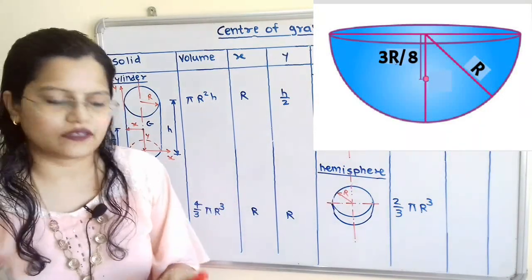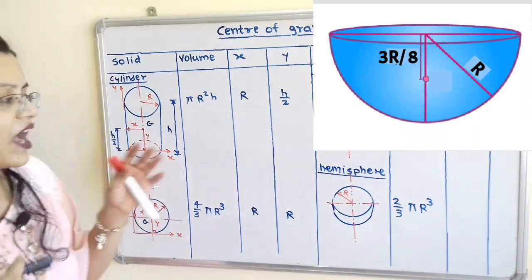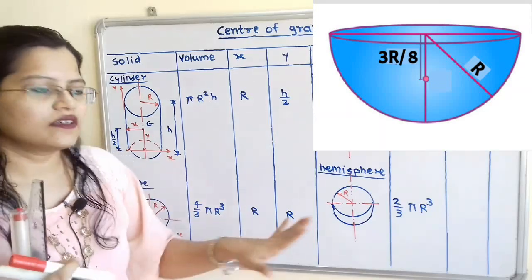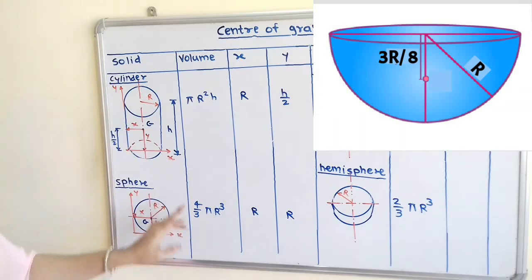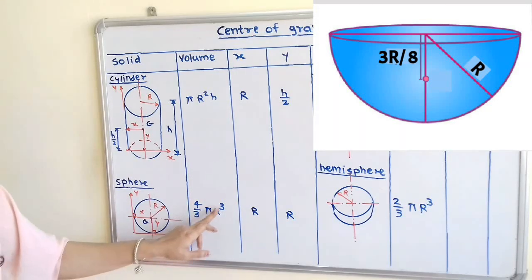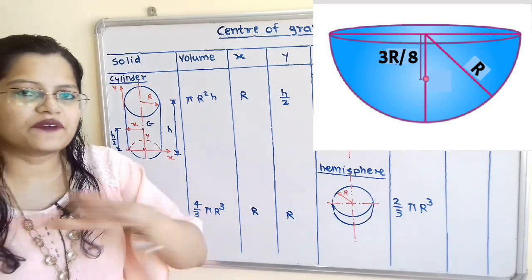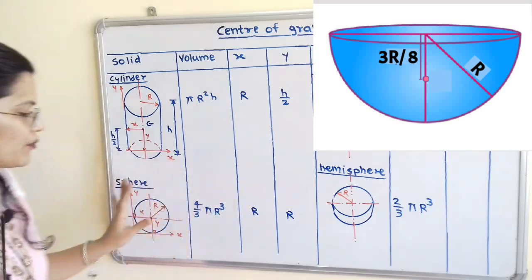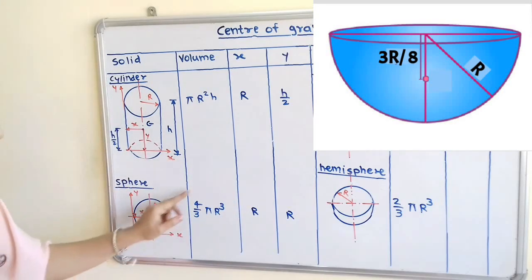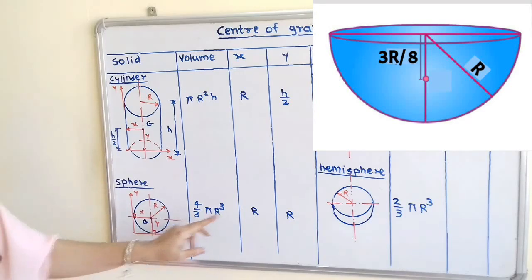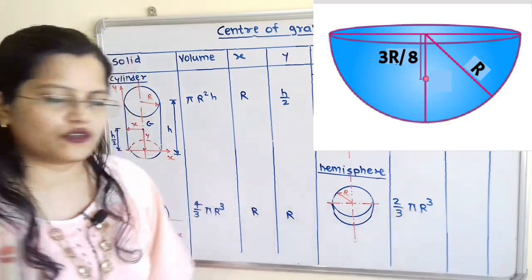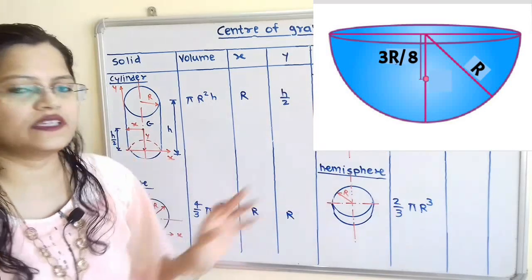Solid hemisphere. For a hemisphere, how to calculate its volume? If we observe, the volume of a sphere is 4 by 3 pi r cube, and a hemisphere is the half portion of the sphere. So we have to divide this by 2. If we divide it by 2, then it will become 2 by 3 pi r cube, and this is the volume of the hemisphere.